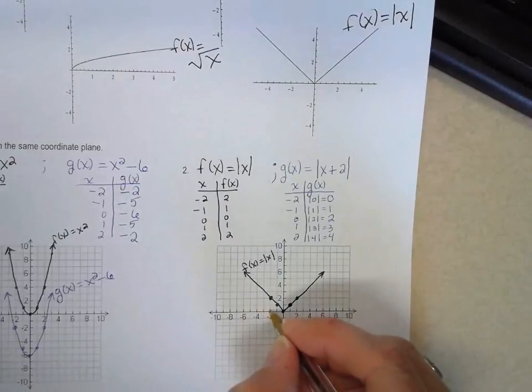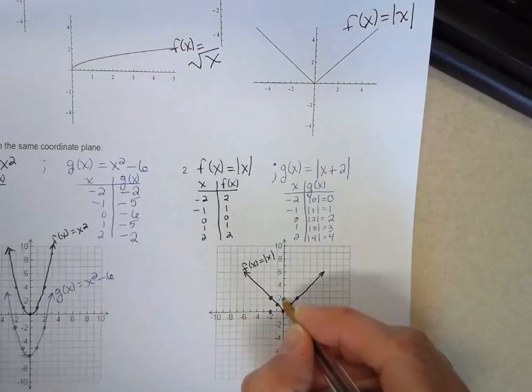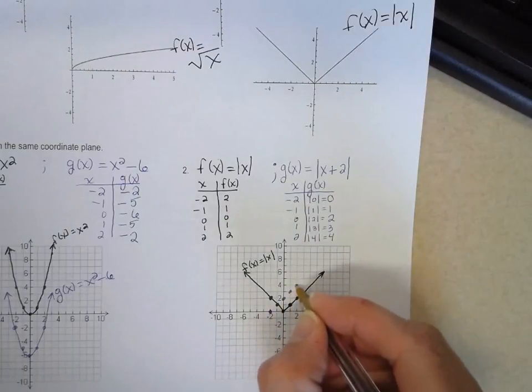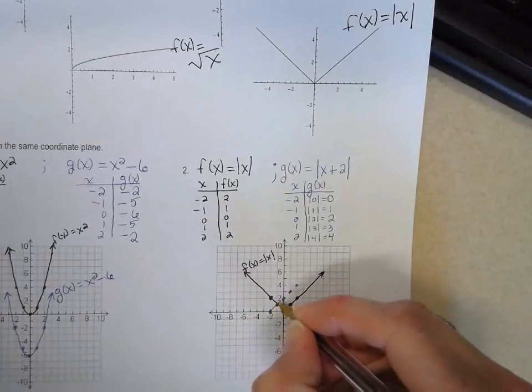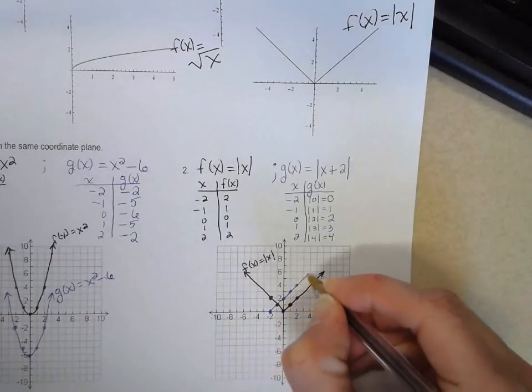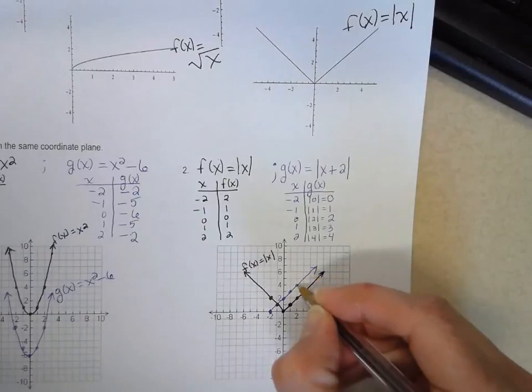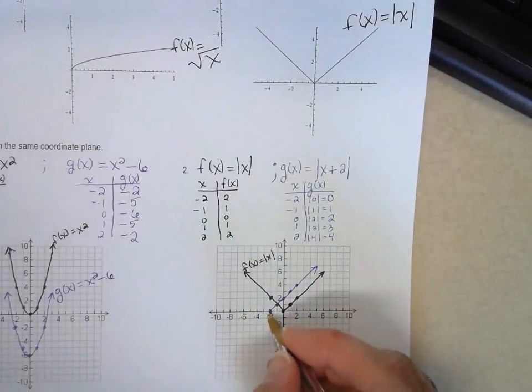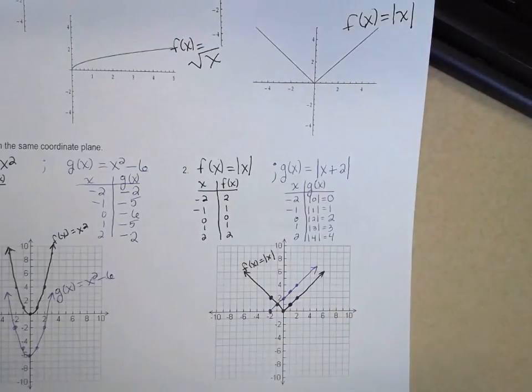So at negative 2, I'm at 0. Negative 1, I'm at 1. At 0, I'm at 2. At 1, I'm at 3. 2, I'm at 4. So I'm getting a whole lot of points here, and I can really kind of see what's happening on this right-hand side. It's going to continue in that way. But I don't think I have enough to know. I mean, does it just continue down here?